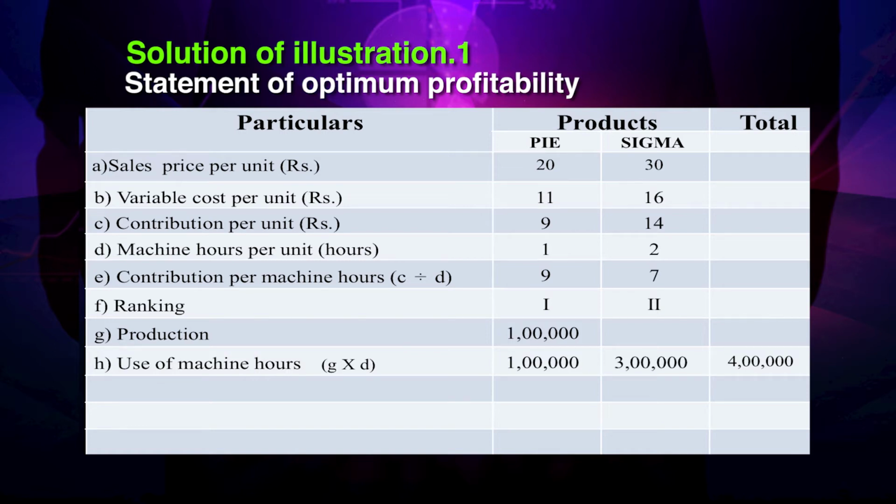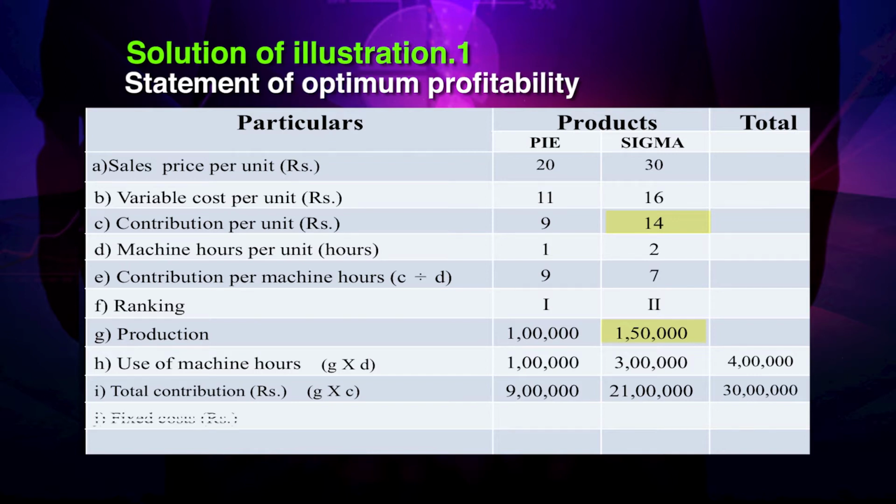That 3 lakh hours we are transferring to the second ranked product, Sigma, and based on this 3 lakh hours, we can manufacture only 1,50,000 units of Sigma. Based on the production, let us calculate the contribution, that is G into C. 9 lakh rupees is the contribution from P and 21 lakh is the contribution from Sigma. So, totaling 30 lakhs. From this 30 lakhs, we will subtract the fixed cost, which is 26 lakhs, the profit is 4 lakhs.